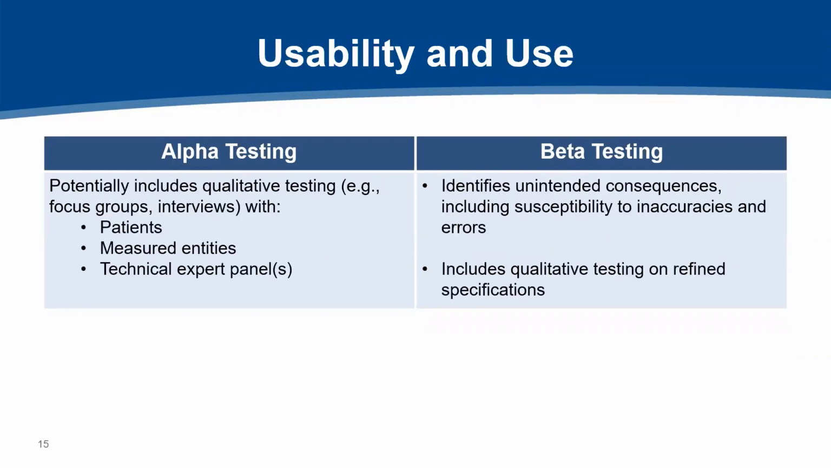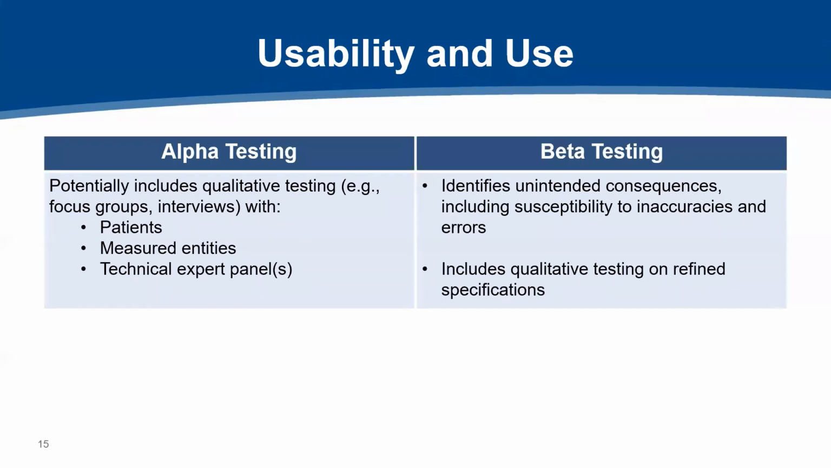Lastly, we'll talk about the usability and use criterion. So to address this evaluation criterion, alpha testing may include qualitative testing, so focus groups or interviews with patients, with measured entities, or with technical expert panels about the usability of the measure. On the other hand, beta testing may identify unintended consequences, including susceptibility to inaccuracies and errors. And beta testing may include qualitative testing on refined or final specifications.